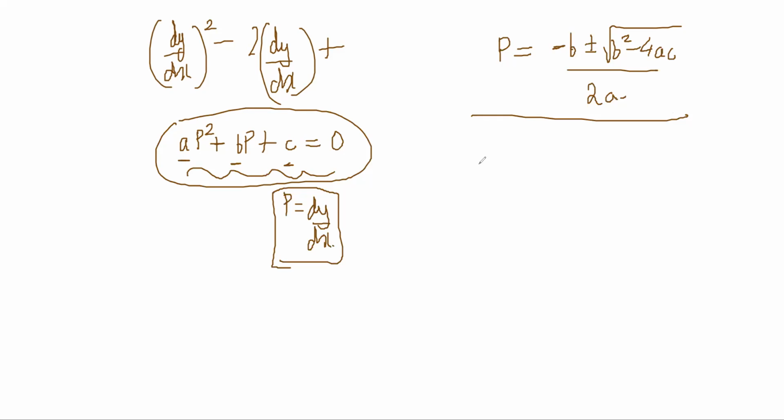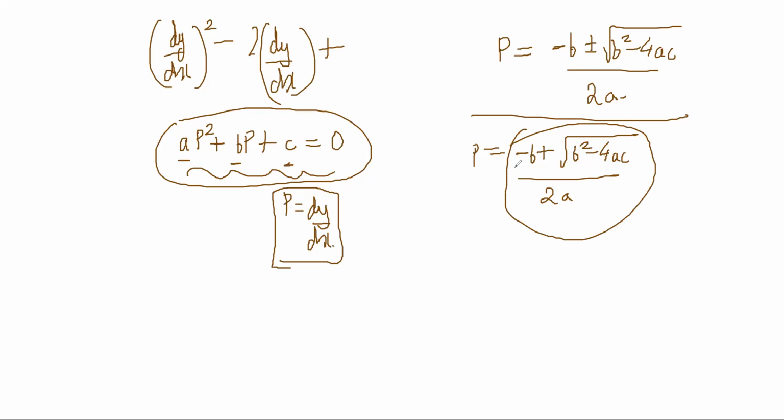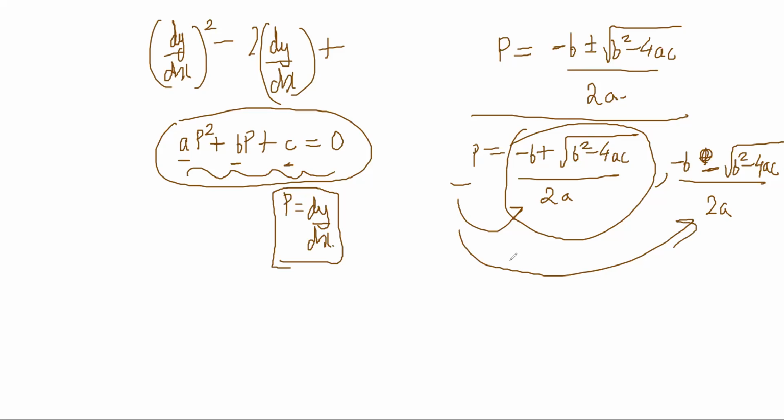Now P could be two different values. Hopefully you will have something which makes this a simple looking function, and something that makes this also a simple looking function. B square minus 4AC should not be so complicated. So now P could be this or it could be this. There are two options.